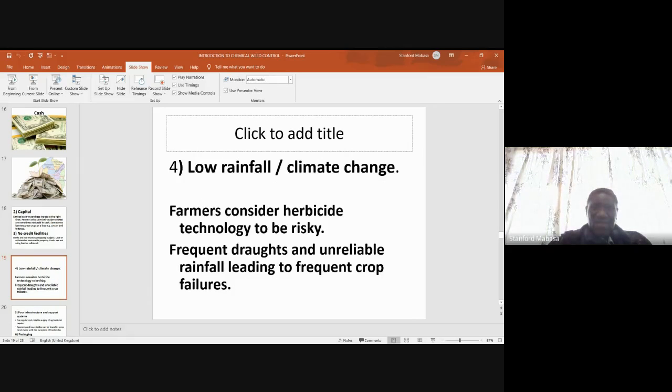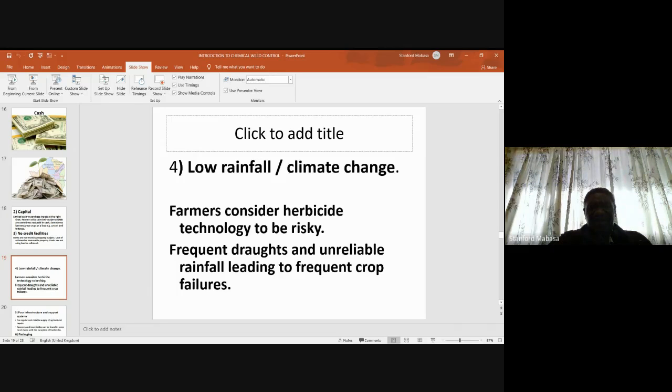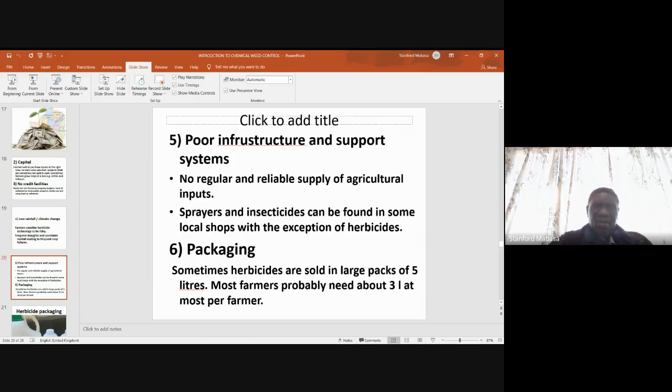Low rainfall, climate change. Most of the farmers are in natural regions 3, 4, and 5, and sometimes we do have droughts. So trying to use herbicides under drought conditions can be very risky. So sometimes farmers may simply not want to use this technology because of the frequency of droughts. Poor infrastructure and support systems.